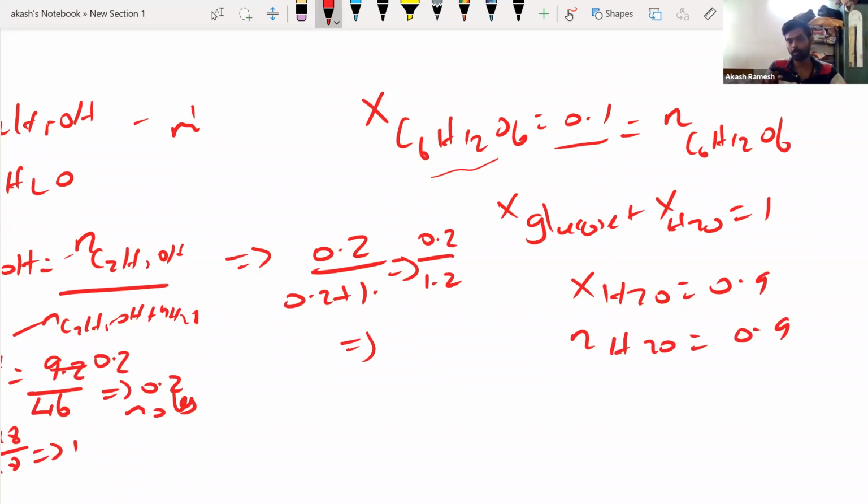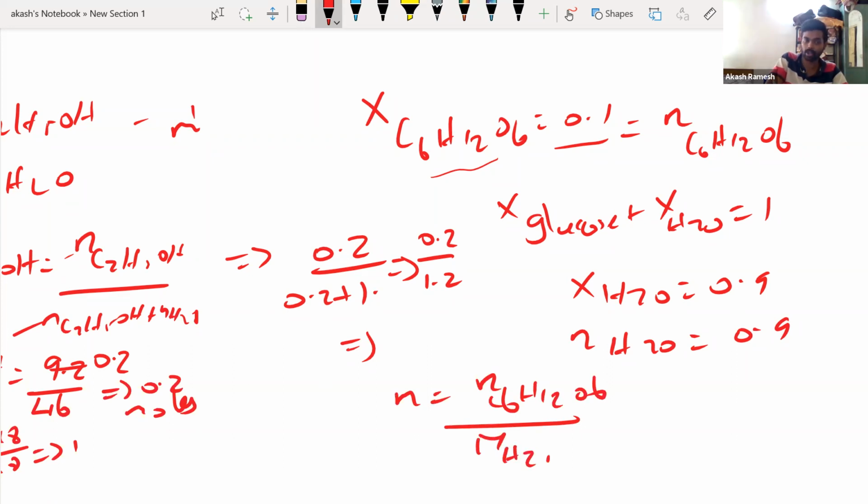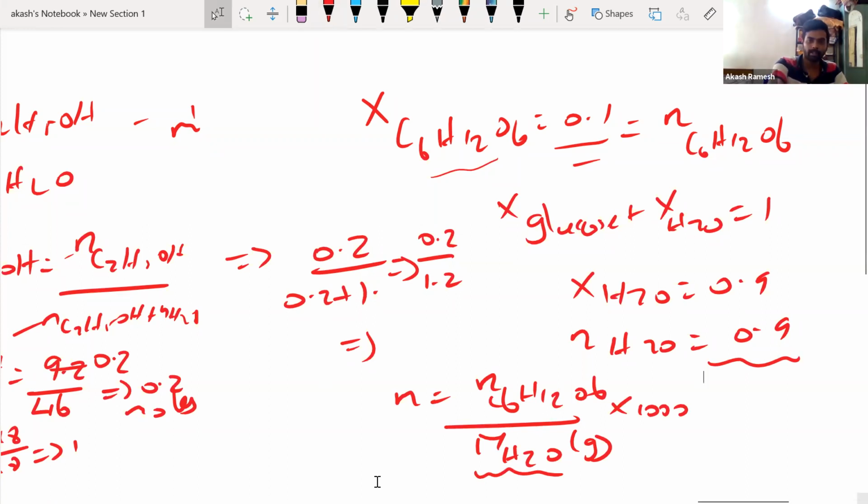Okay, I think this is the first step. This you will do, right? And then calculating molality is very easy. Molality, what is the formula? Molality, small m, is the number of moles of C6H12O6 divided by the mass of solvent. The mass of the solvent here is water in grams, and I put 1,000. The number of moles of glucose I already have, that is 0.1. But I have to calculate the mass of H2O. All I have is only the number of moles of H2O.